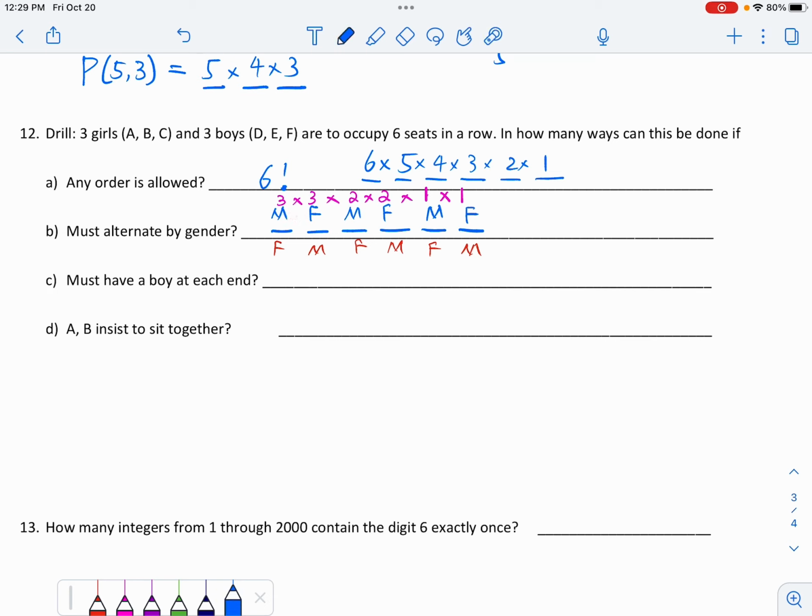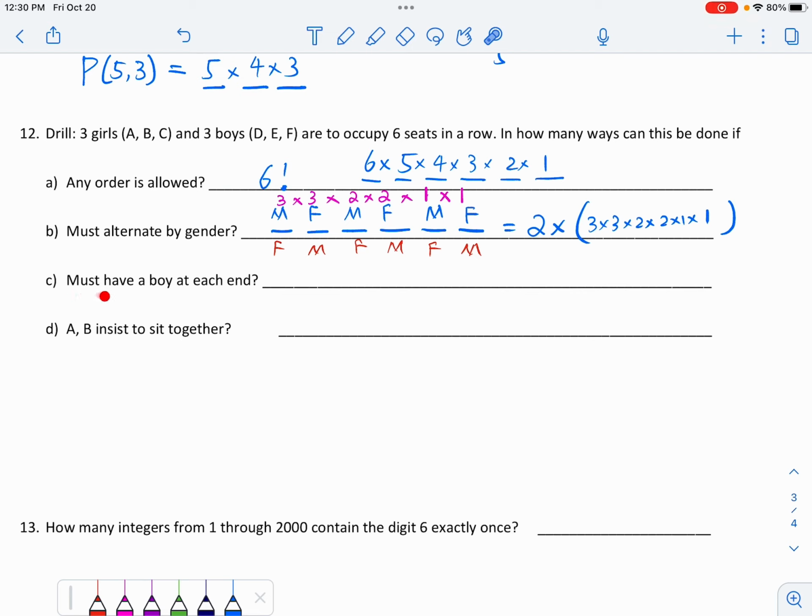And then similarly, starting with female, male, female, this will be identical. So we just can do that 2 times this: 3 times 3 times 2 times 2 times 1 times 1. So that's how we find the number of ways to seat them, alternating by gender.